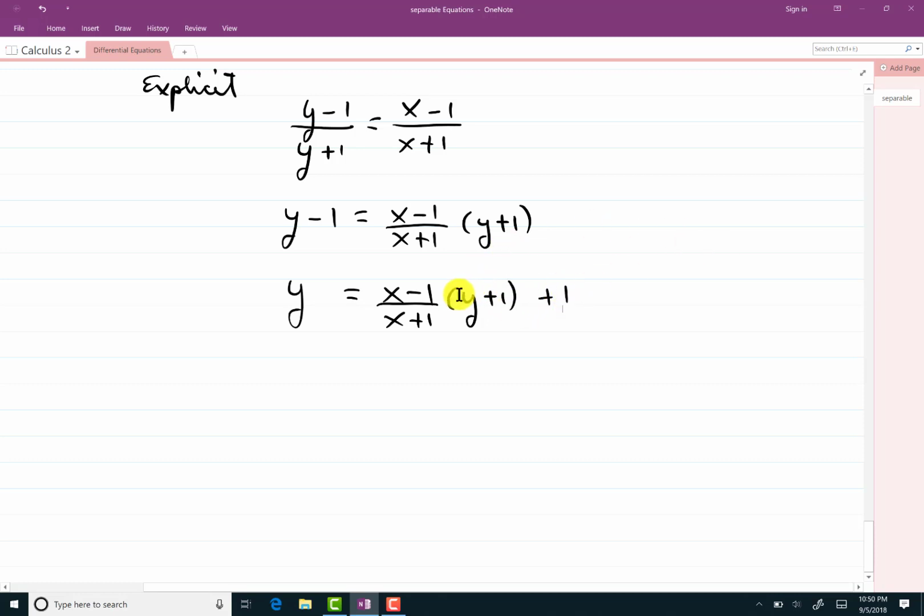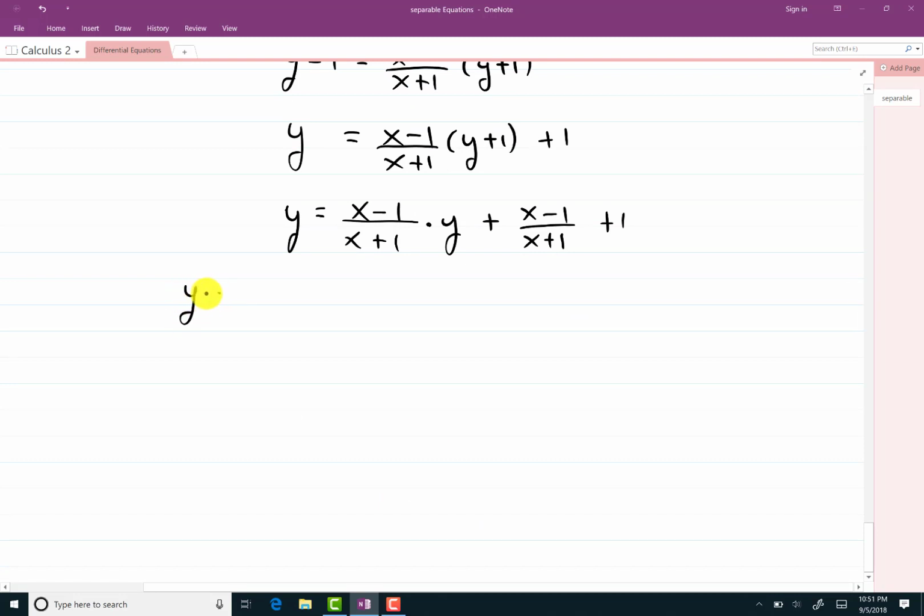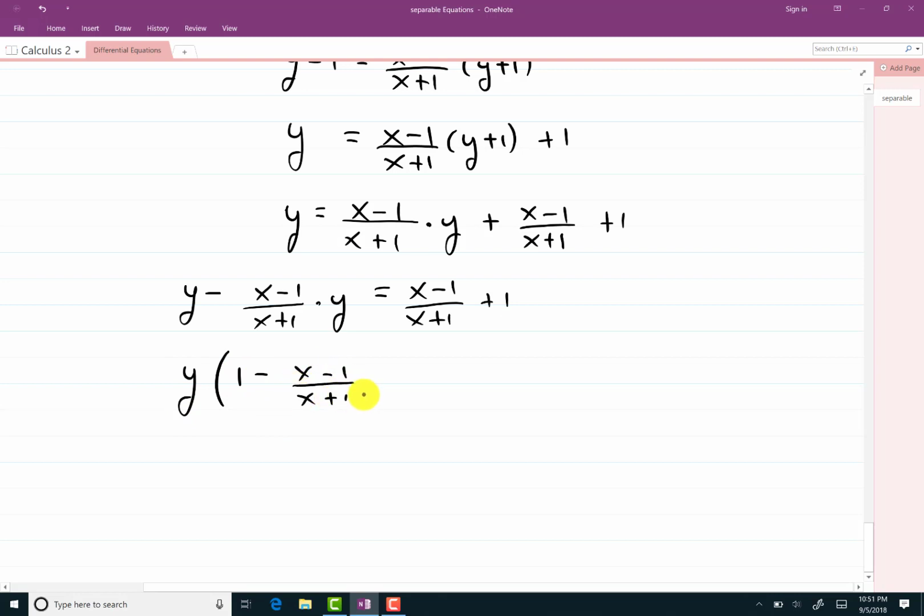It's not quite explicit yet because I still have a y on the right-hand side. So I'm going to take this fraction and distribute. So I have y equals x minus 1 over x plus 1 times y plus x minus 1 over x plus 1 plus 1. Now I'll go ahead and take this stuff to the left-hand side. So I'll get y minus x minus 1 over x plus 1 times y equals x minus 1 over x plus 1 plus 1. I will factor y from the left. y times 1 minus x minus 1 over x plus 1 equals x minus 1 over x plus 1 plus 1.